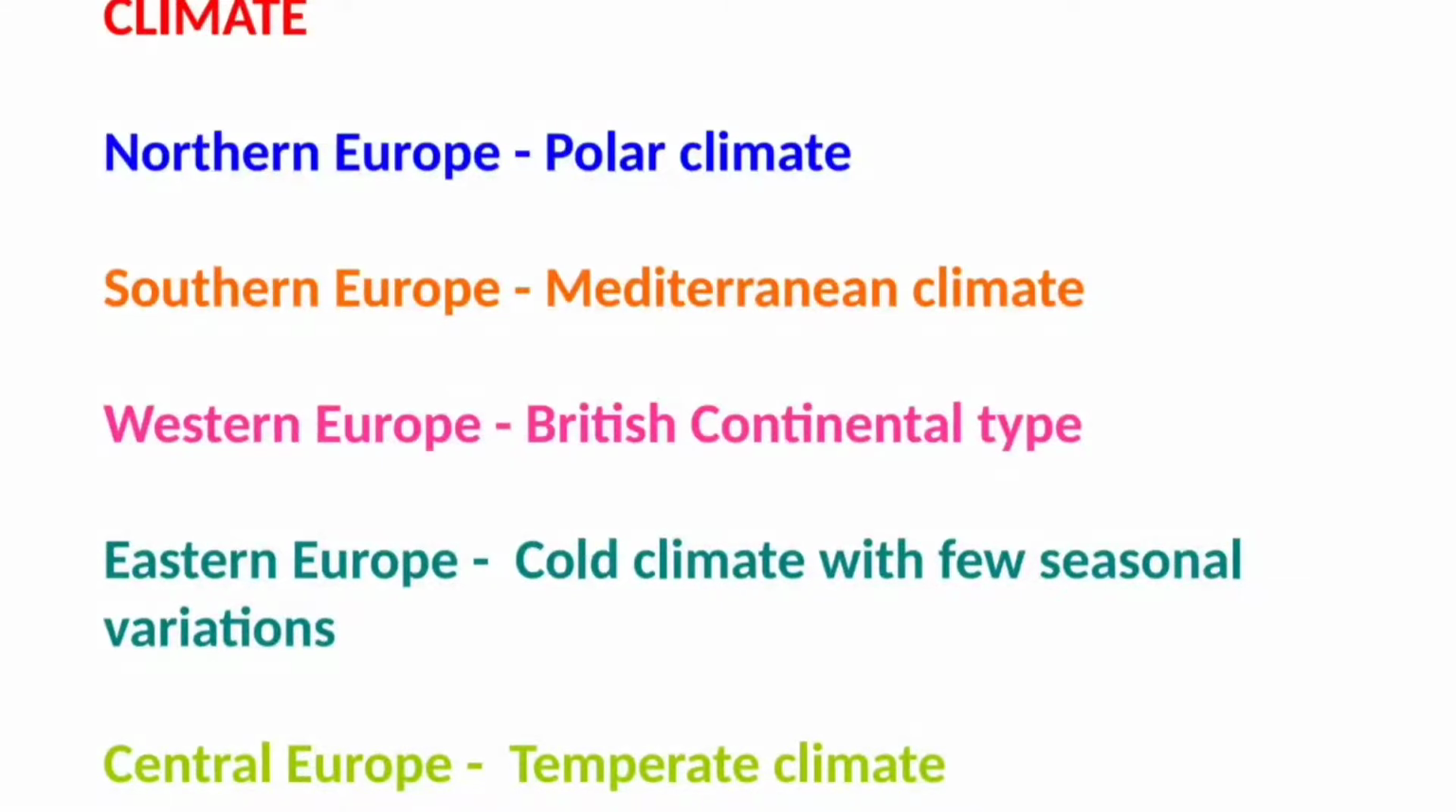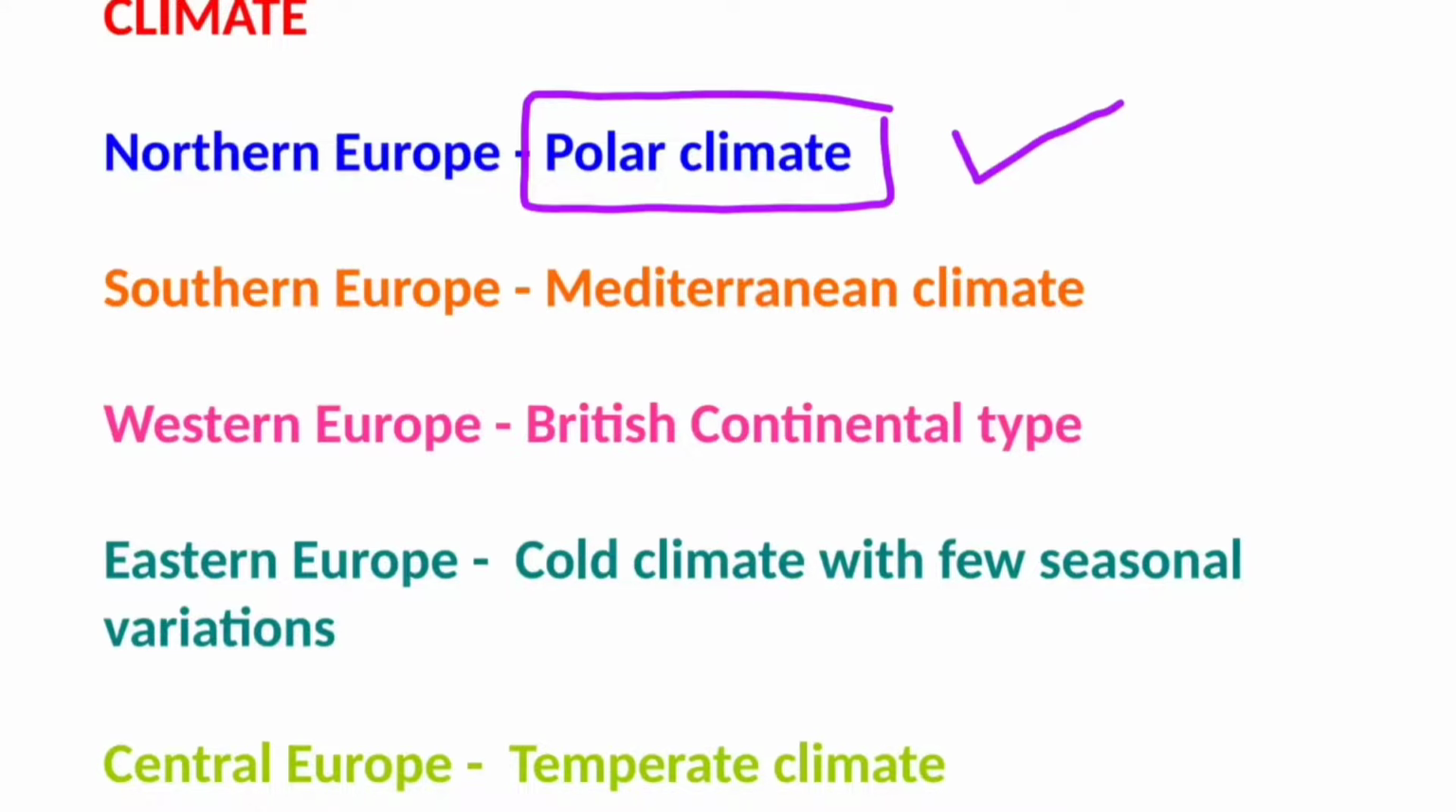Coming towards the climate, the northern Europe has a polar climate, because we know the Arctic Ocean is on the north of Europe, so it is very cold in there. So the type of climate is polar. In the southern side, the Mediterranean Sea is present, so the Mediterranean climate is there.